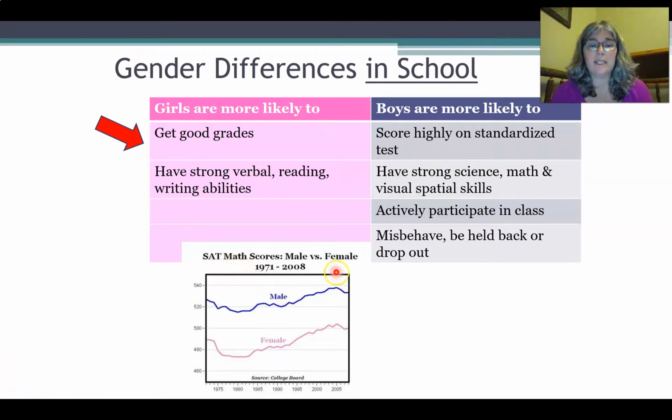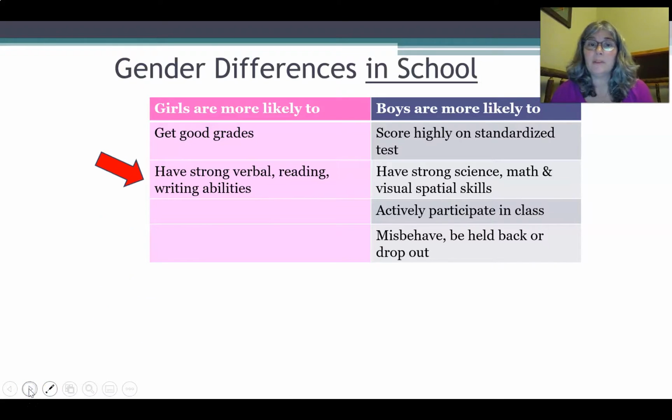So this is SAT scores over a period of about 30-40 years. And you can see that although there is a similar trend over time, there is consistently a big difference between males and females. All right, so what else do we see?